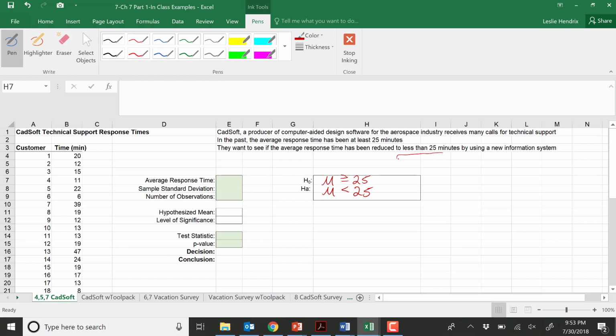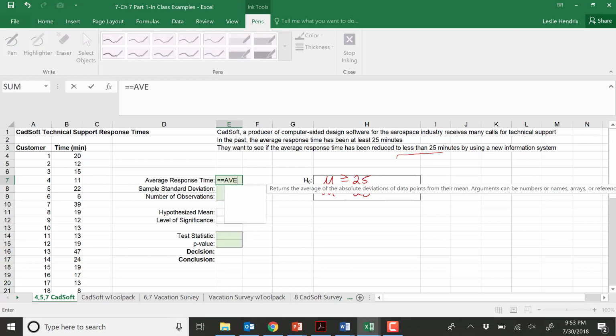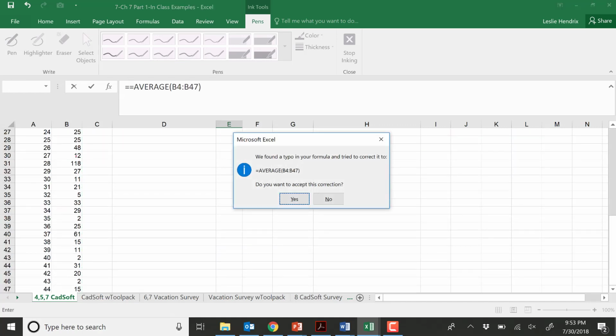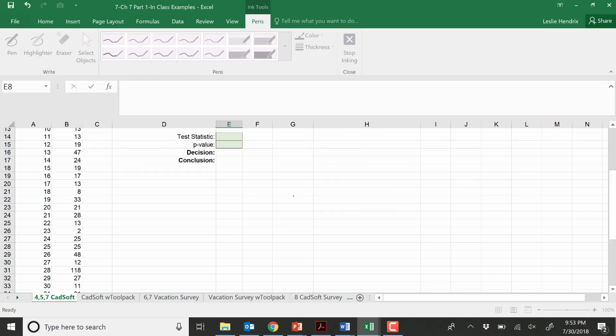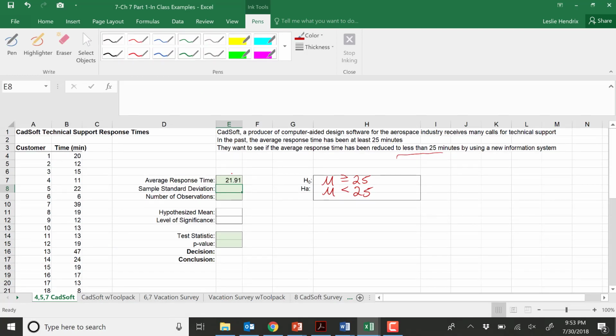All right, and we need to calculate our sample mean, our sample standard deviation, and figure out our sample size in order to plug these values into our test statistic formula. So if we want to get the average response time, we can just use our average function. And I'll just go over here to the data and highlight it, close my parentheses, and we get 21.91, just like we had a moment ago.